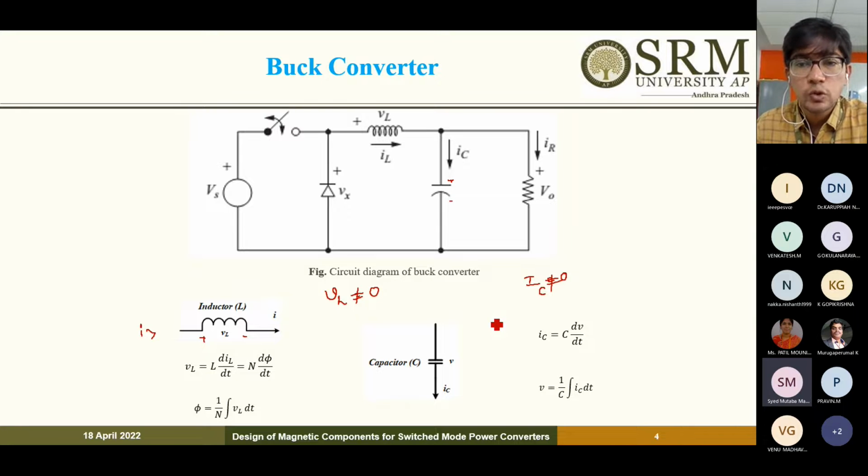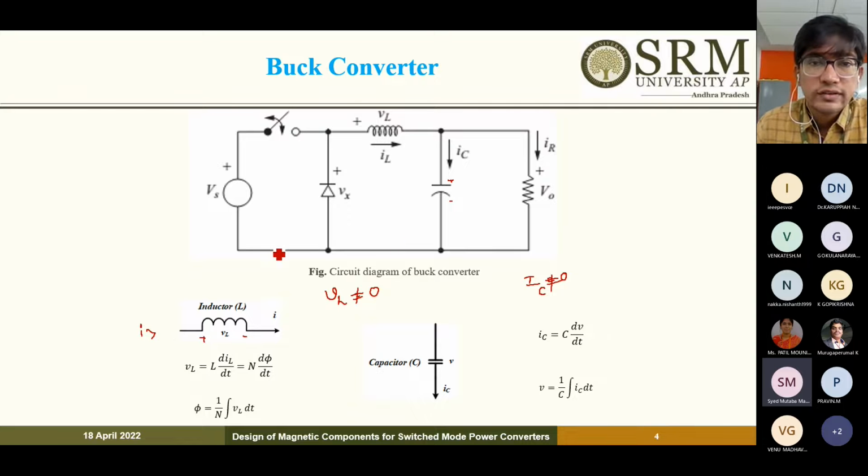Therefore, these two parameters we need to take care of while analyzing any converter, whether conventional, high gain, or advanced converters. These are the two important parameters. Now we will try to see the working operation of this conventional converter so that we are able to find the maximum current and inductance value.